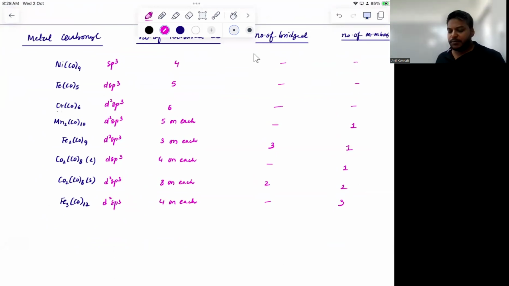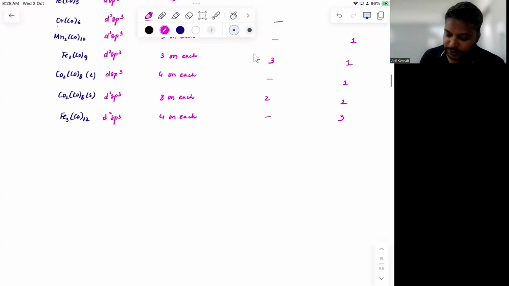Clear? Please practice this. This is one very, very important area. Carbonyl. I remember I couldn't discuss a lot of carbonyl compounds when we last had a theory class, right? That's why I'm discussing it again. Stretching frequency, how the structure looks, how the metal carbonyls are, how the EN value needs to be calculated. These all things should be very clear with carbonyl compounds. Okay? Check out structure wise.